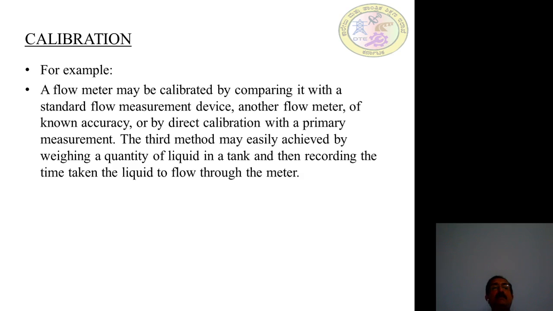Another example, a flow meter may be calibrated by comparing it with a standard flow measurement device, another flow meter of known accuracy, or by direct calibration with a primary measurement. The third method may be easily achieved by weighing a quantity of liquid in a tank and recording the time taken for the liquid to flow through a meter.